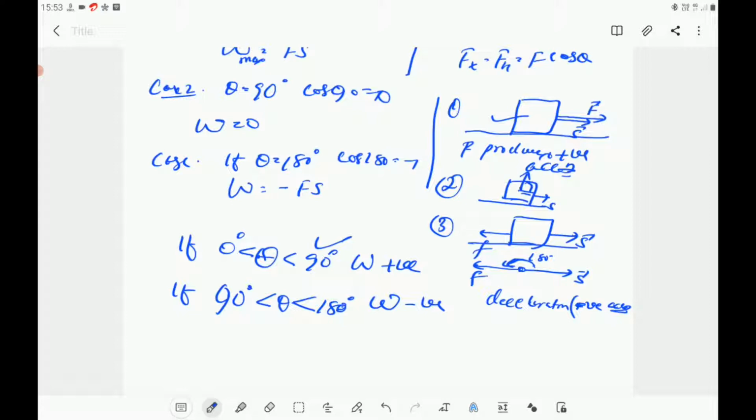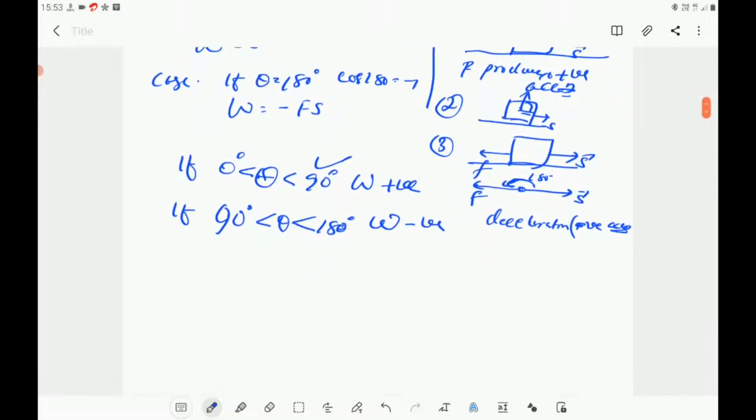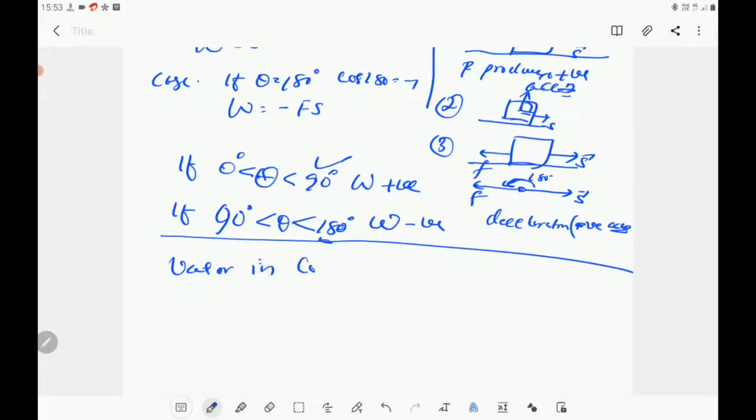In that range, the component of force is opposite to displacement, work done is negative, deceleration means kinetic energy decreases because speed decreases. This is how you analyze, right? And we'll see some of the important cases related to this. And since work is a dot product of two vectors, let us look at vectors in component form. You have learned vectors in component form.